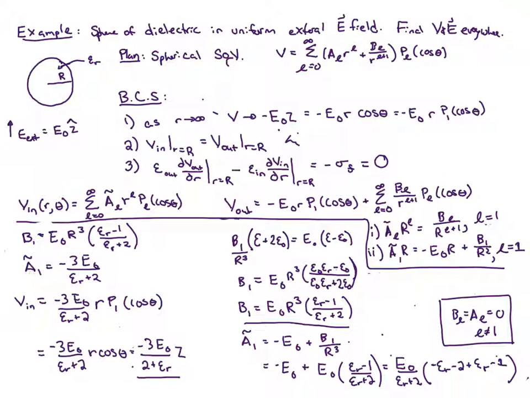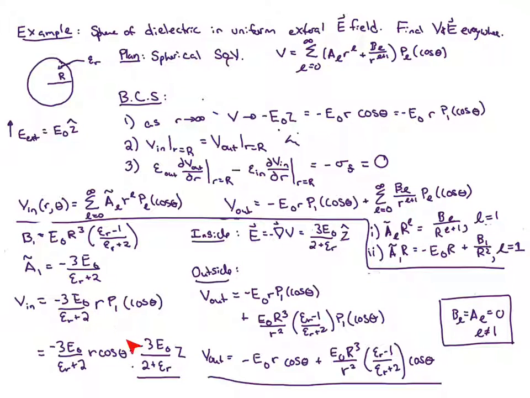Here, I rewrote the two things that we figured out just because I'm going to need to erase this later. But here's inside. I just plugged into here. We only have the 1 term, so we only have little r to the 1. We only have P1. Then we know that P1 is cosine theta. And then we know that our cosine theta is actually z. So this is what we have for the potential inside.